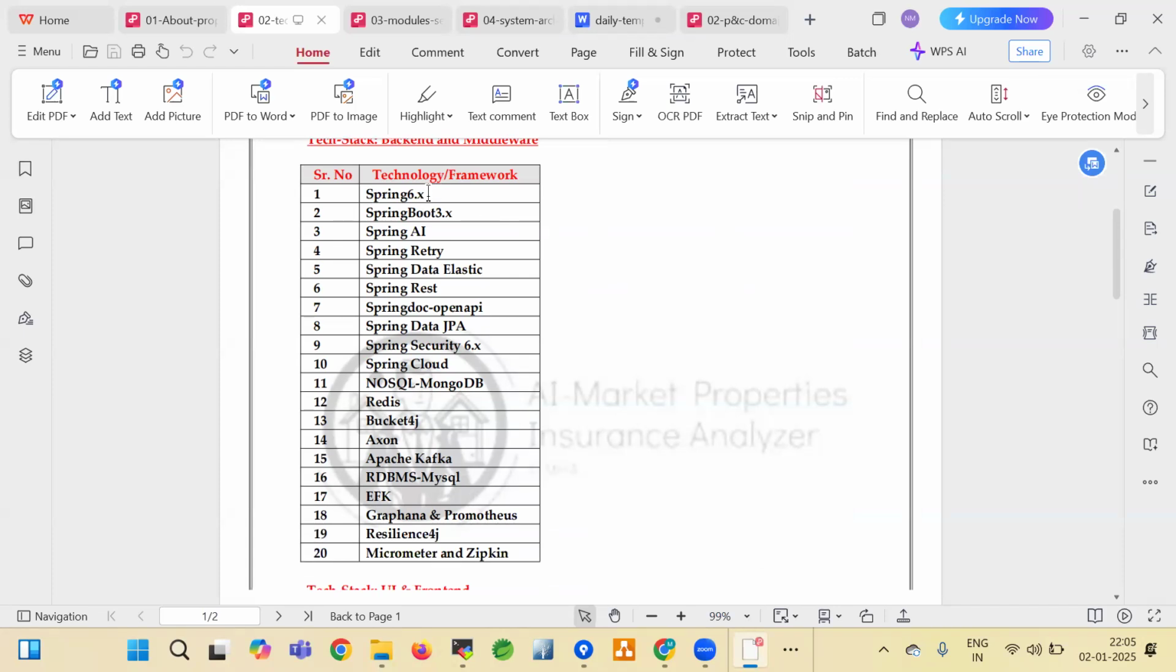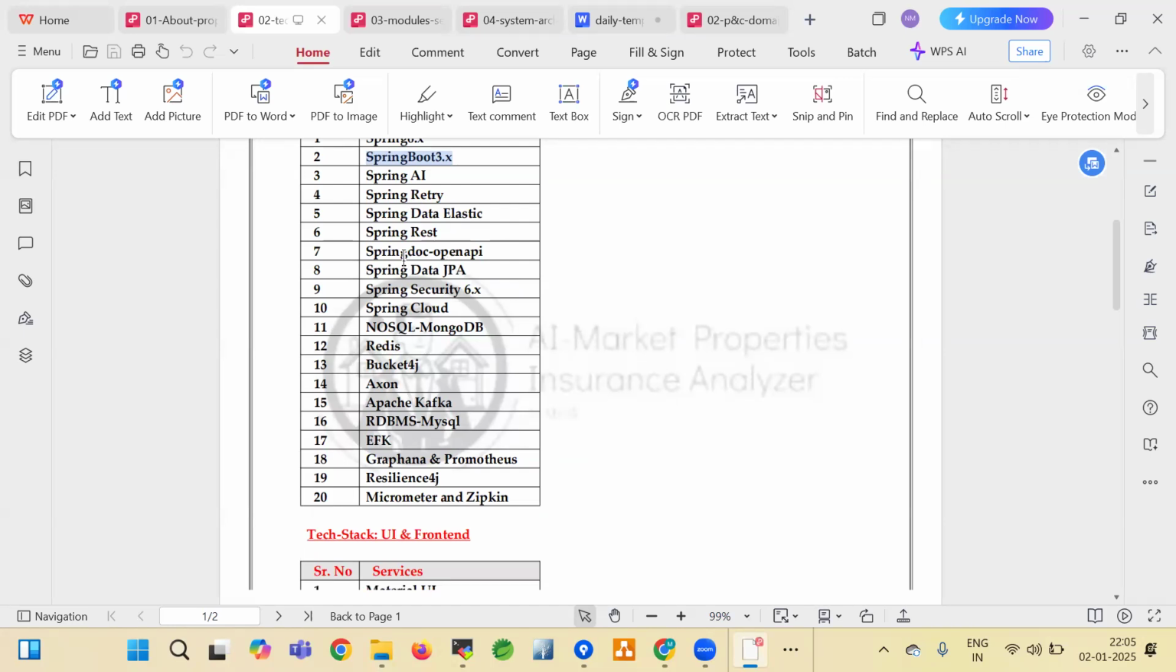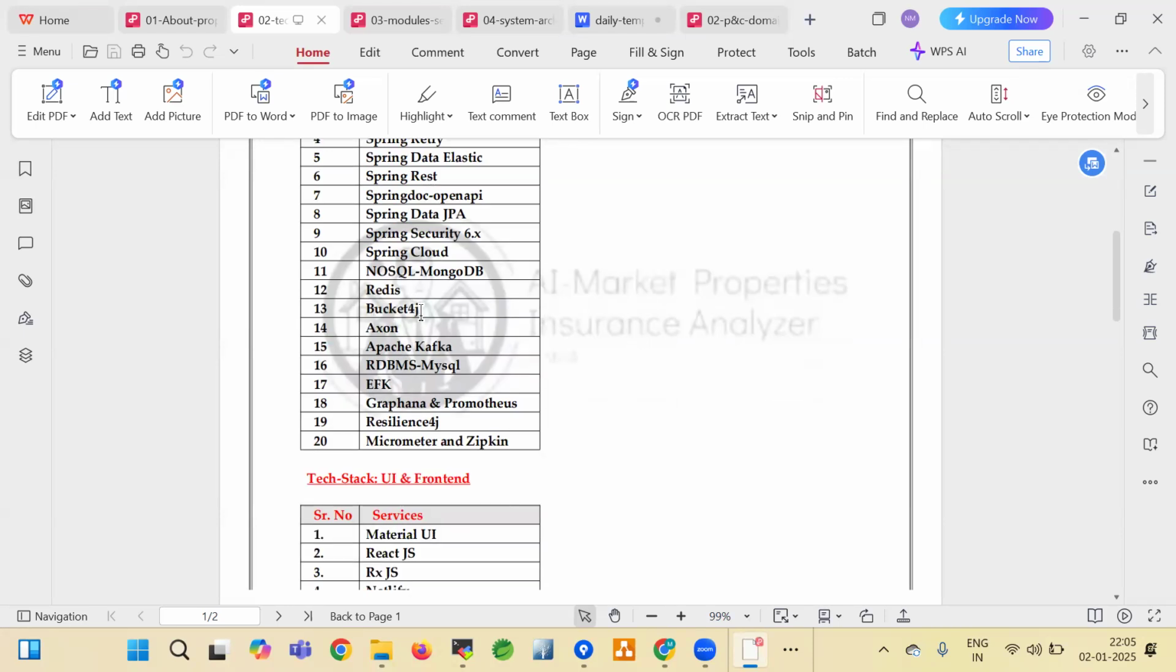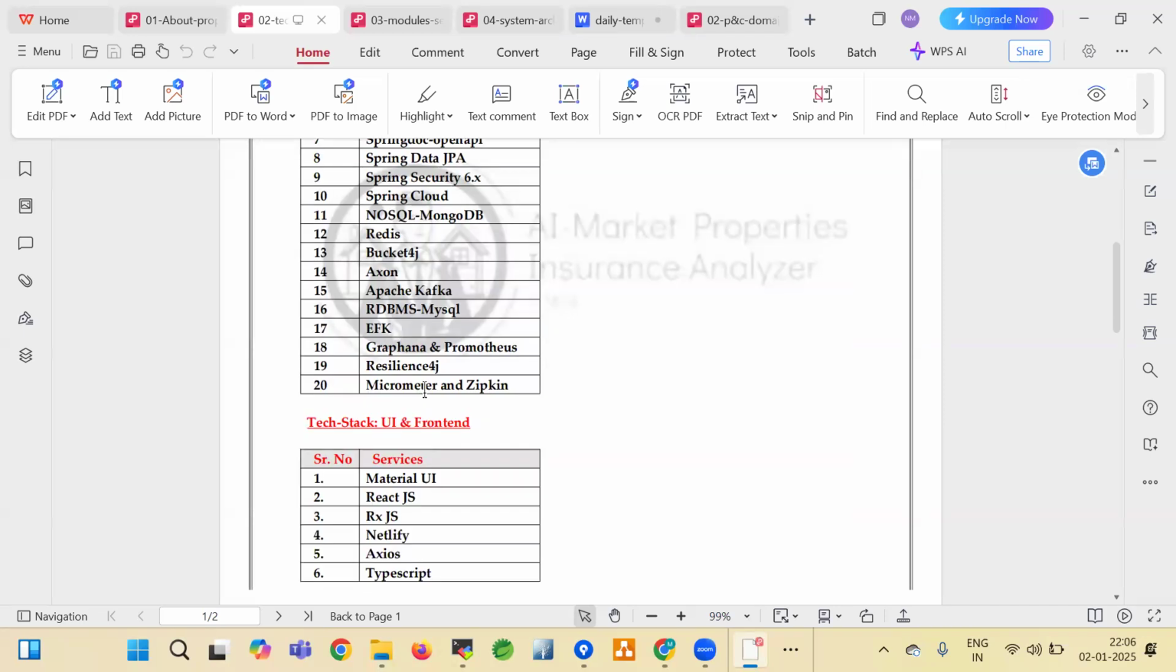The technologies are Spring 6.x, Spring Boot 3.x, Spring AI, Spring Retry, Spring Data Elastic, Spring REST, SpringDoc OpenAPI, Spring Data JPA, Spring Security 6.x, Spring Cloud, NoSQL MongoDB, and then Redis Cache, Bucket4j Rate Limiter, Axon Server for distributed transaction management, and then Apache Kafka as the event streaming platform, and then the RDBMS database we're going to use, then EFK we're going to use for logging purposes.